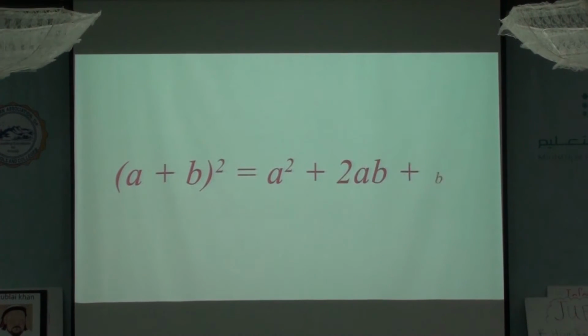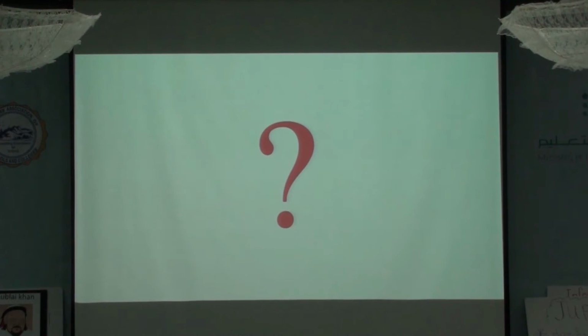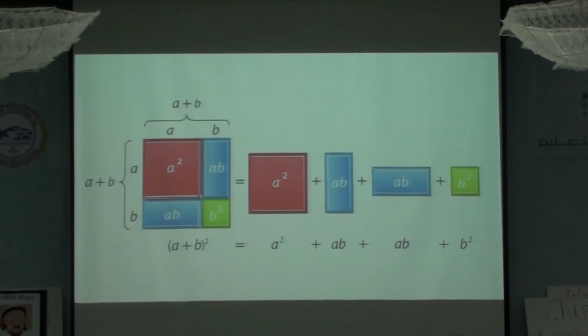For instance, we learned that (a plus b) squared equals a squared plus 2ab plus b squared. But why does (a plus b) squared equal a squared plus 2ab plus b squared? This simple illustration makes it very clear why.